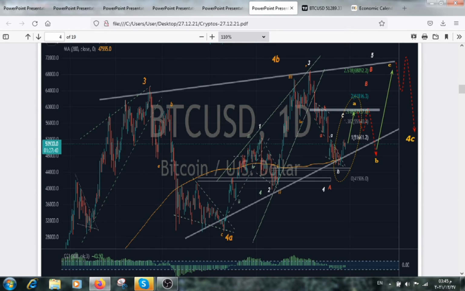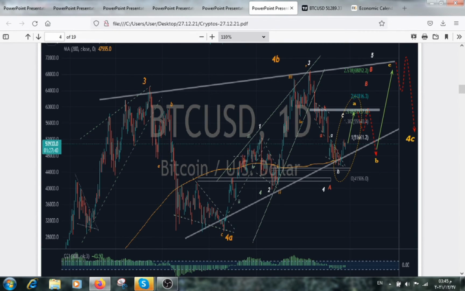58,000, 57,937, 55,000. Maybe we fall short. At that point, this is the end of wave A. There's going to be an ABC down. We get back again to these levels that were at 42,000 and 44,000 and so on. So now we would understand the exact supports that we're looking at.